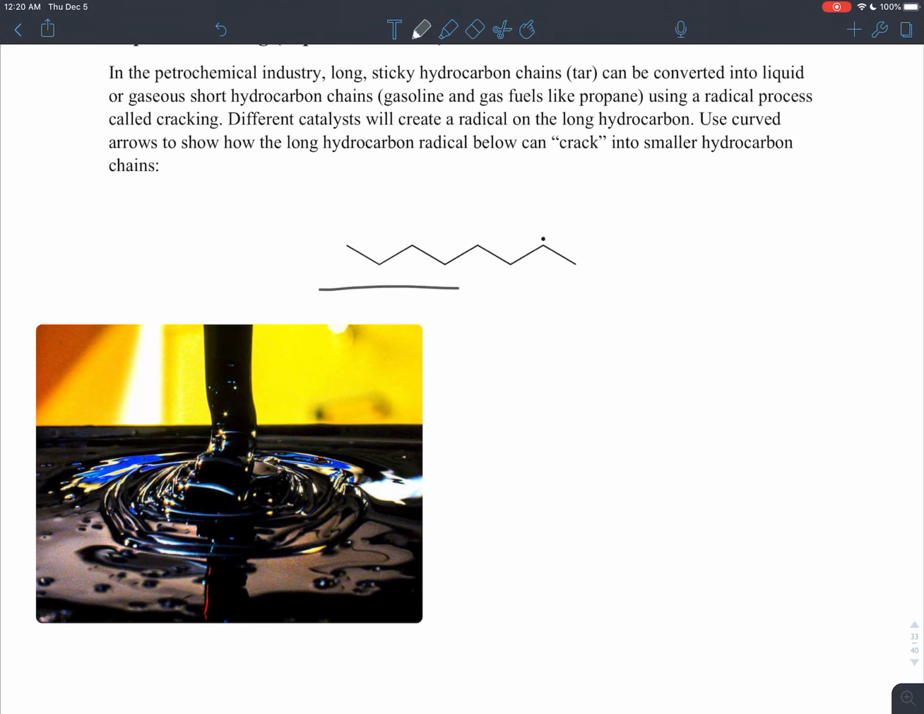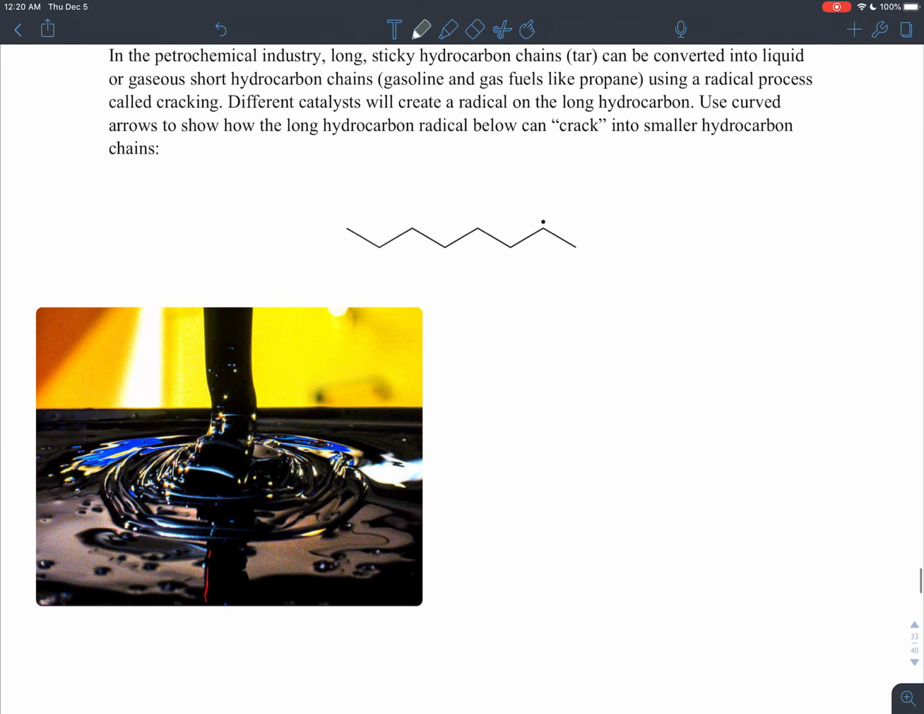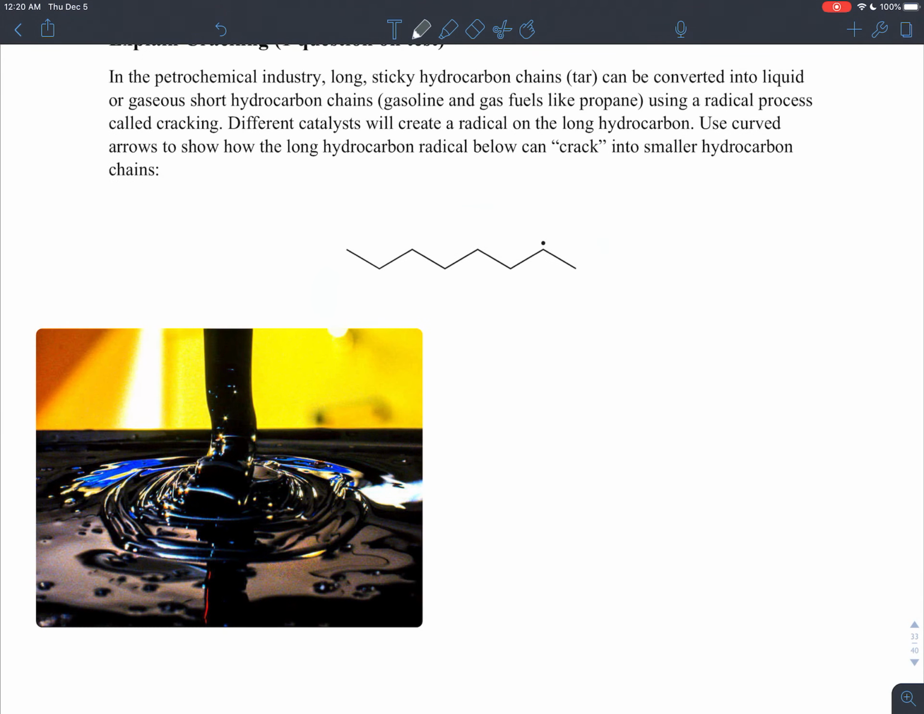So what they do is that we'll treat this as a relatively long carbon chain. So that would be like a tar. Now technically this isn't quite long enough to be a tar, but we'll set that aside. We have a relatively long carbon chain. And in different processes, companies will use, or scientists will use, different catalysts to create a radical on the carbon chain.